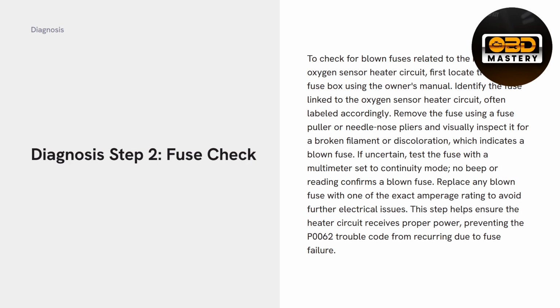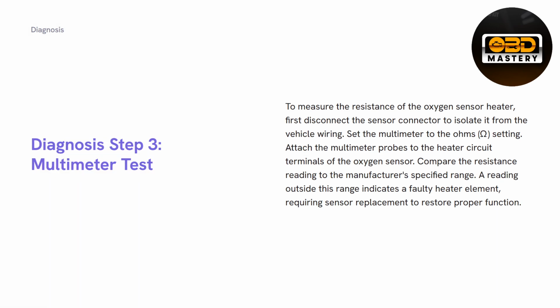It's a lot easier than just going through the whole car and diagnosing it. But let's move on to the step 3 multimeter test. Now, to measure the resistance of the oxygen sensor heater, first disconnect the sensor connector to isolate it from the vehicle wiring. Now, set the multimeter to the ohm setting. Don't set it to voltage or amperage or whatever it may be. Set it to ohms and attach the multimeter probes to the heater circuit terminals of the oxygen sensor.